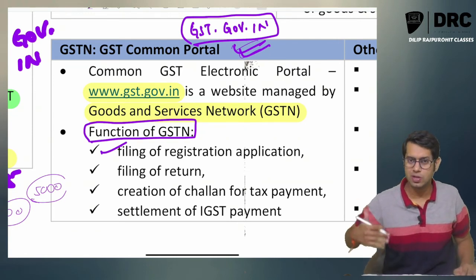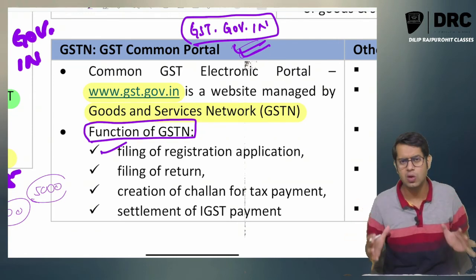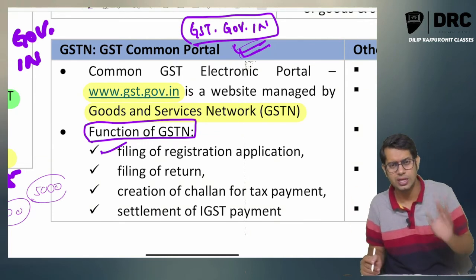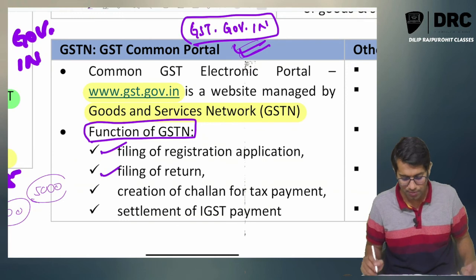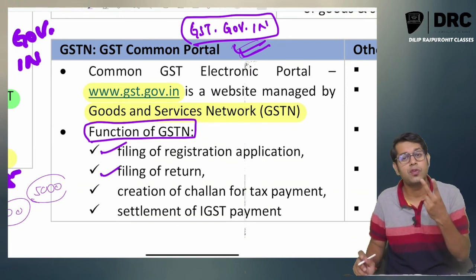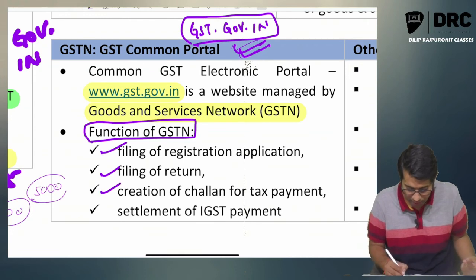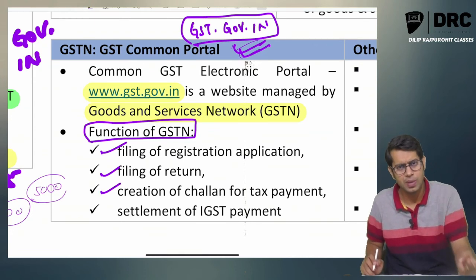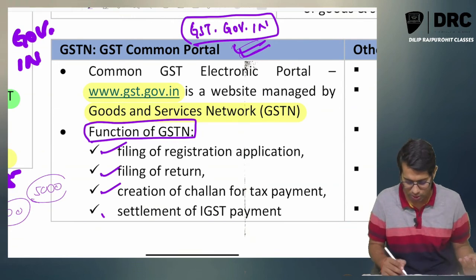We'll see all these things, okay? We'll see how this portal looks, how registration is done, and how the returns are filed, etc. Point number 1, if I want to take registration, I need to go here. If I want to file my returns, I need to go here. If I want to create any payment and payment challan, and make any payment of taxes, I need to go here.